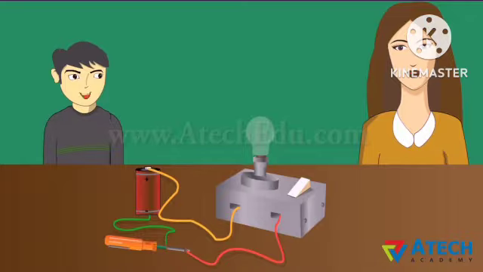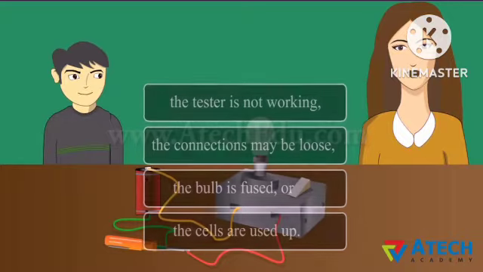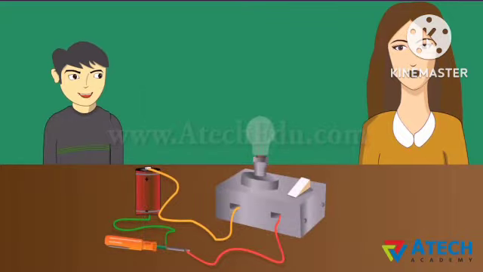The possible reasons may be the tester is not working, the connections may be loose, the bulb is fused, or the cells are used up. That is correct, Ravi. Mom, I completed the checks. The connections were loose. Now we are ready with our circuit. The bulb is glowing now. This proves that our tester is working.